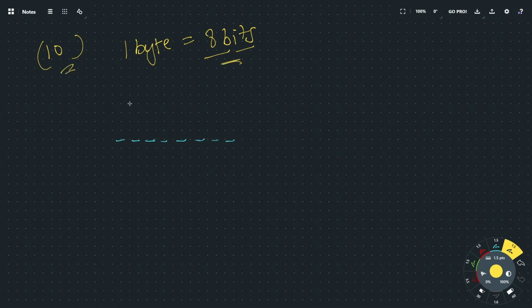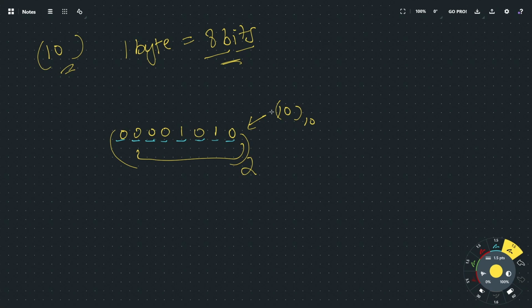So now 10 would be stored like this: we have 8 here and 2 here, and we can just fill the rest with zeros. We know for a fact that the places of the binary are 1, then 2, then 4, then 8, then 16, 32, 64, 128, right? So 10 in decimal would be represented like this in binary. That is quite simple, right?